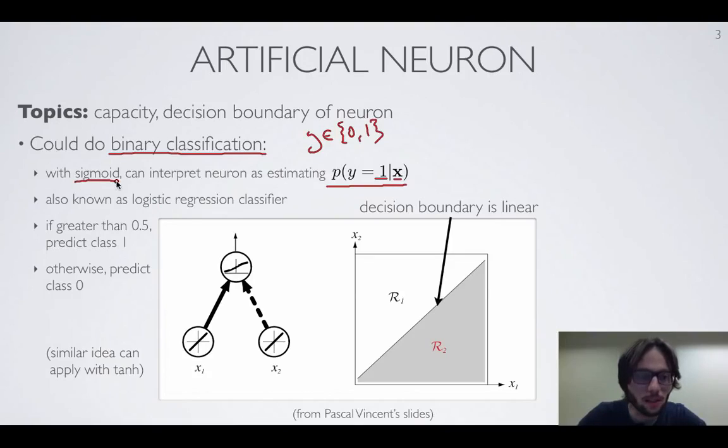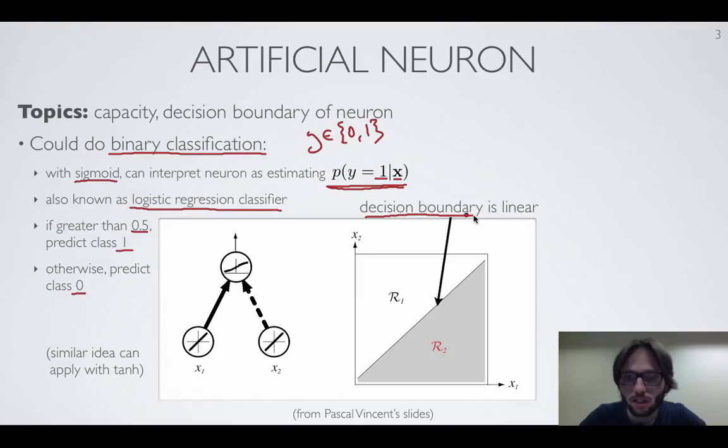We can do this if we use a sigmoid, because the sigmoid is bounded between 0 and 1, so we're always guaranteed that the activation of a neuron is a number which can be interpreted as a probability. This exact form for a classifier is known as a logistic regression classifier. If the estimate of the probability that x belongs to the class 1 is greater than 0.5, then we categorize the input into the class 1, and otherwise our classifier would predict that the input belongs to the class 0.